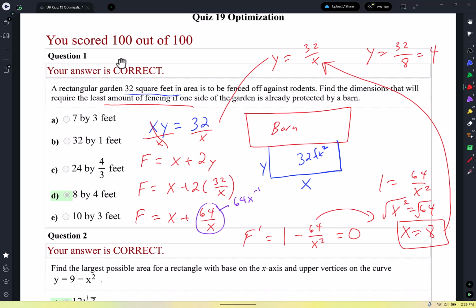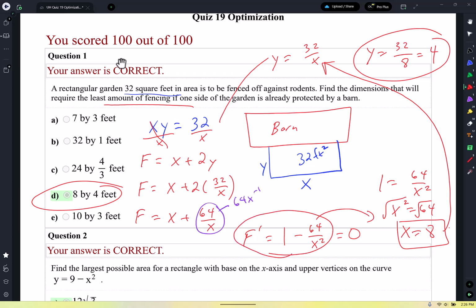All right, there it is, guys. 8 by 4. 8 by 4. In case you didn't do any testing to see if it really goes from negative to positive, it does. If you were to type this into y1, you would cross the x-axis at x equals 8, and it would be from negative to positive.